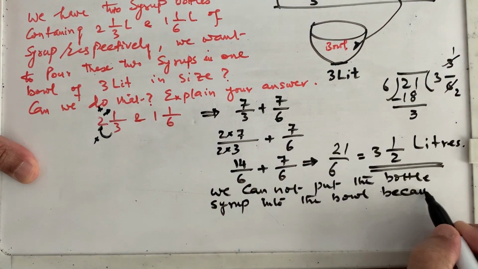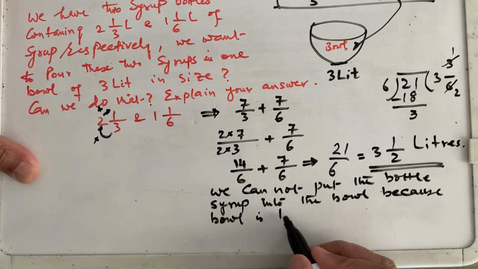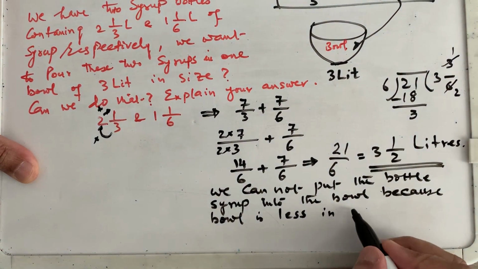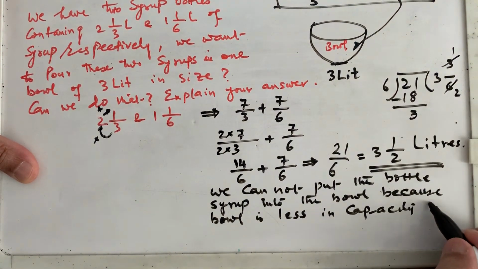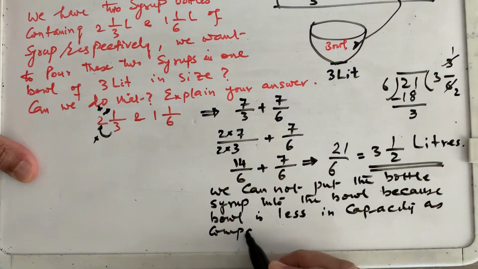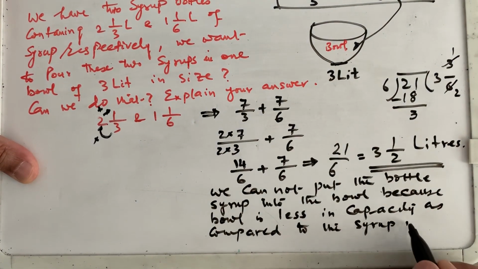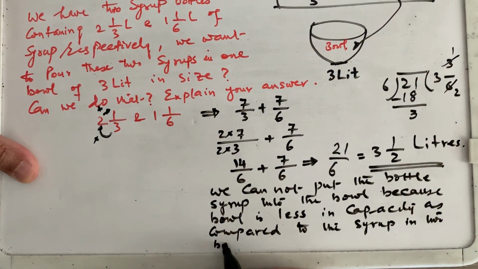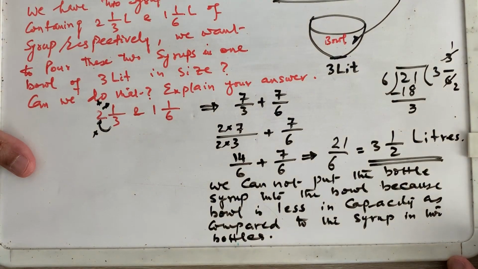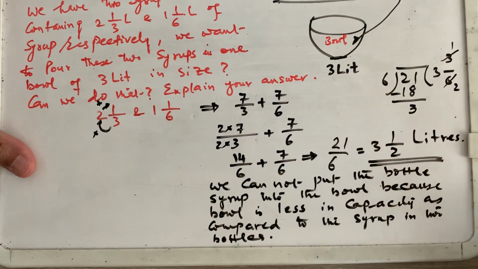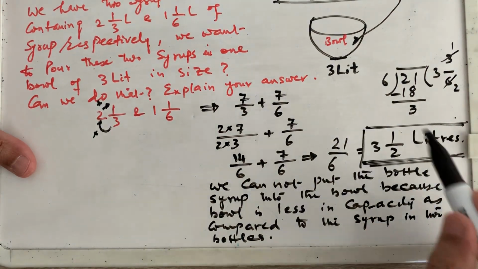because the bowl is less in capacity, right? It cannot hold 3.5 liters. It is less in capacity as compared to the syrup in two bottles. So we explain that we cannot put these two syrups into this bowl because we have 3.5 liters of syrup, and we cannot put it into a bowl which can only hold 3 liters of syrup.